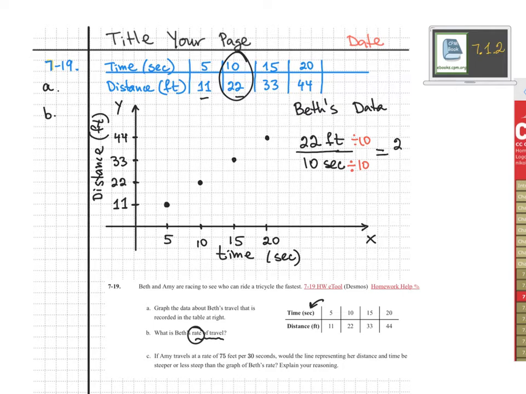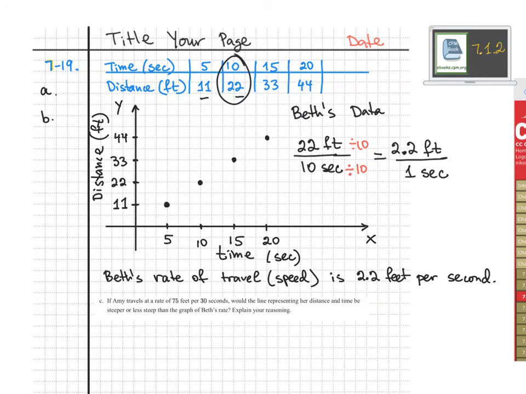It will be 2.2 feet, and over here becomes 1 second. So now we know that Beth is traveling with that speed, 2.2 feet every 1 second. Let's record that in a complete sentence before we go to example C. So pause the video and record it.